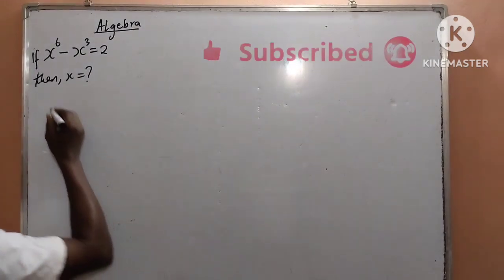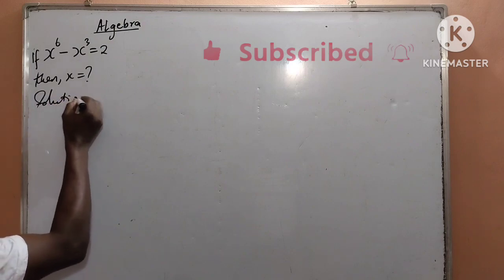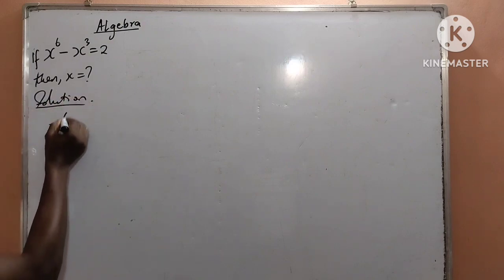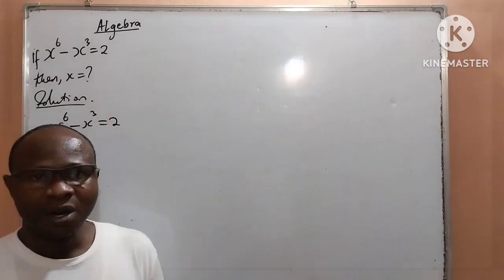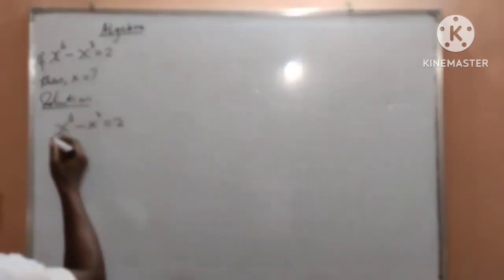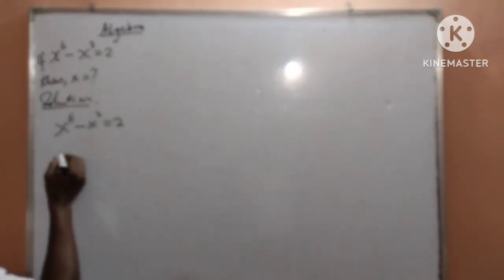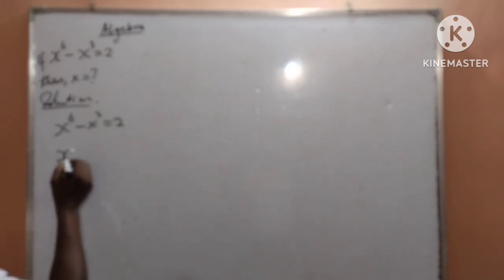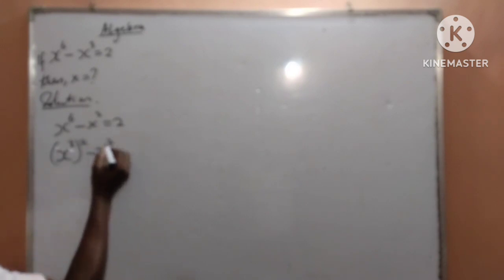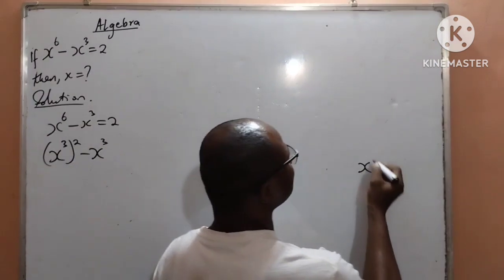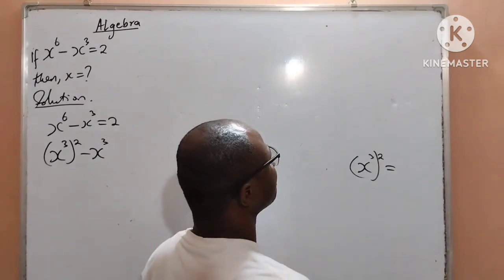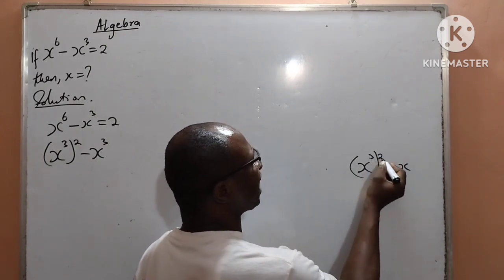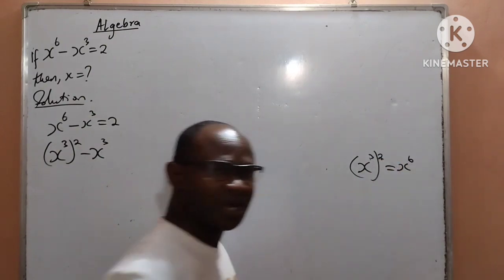We dive in. Solution to this question. Given to solve x raised to the power 6 minus x raised to the power 3 equal to 2. What I will do is to write my x raised to the power 6 as x raised to the power 3, all raised to the power 2, minus x raised to the power 3, because x raised to the power 3, all to the power of 2, by law in indices is equal to x raised to the power 2 times 3, 3 times 2, which is 6.